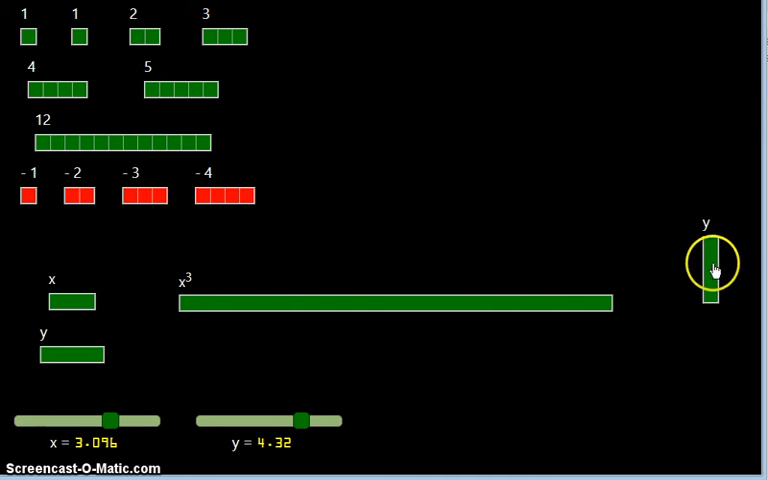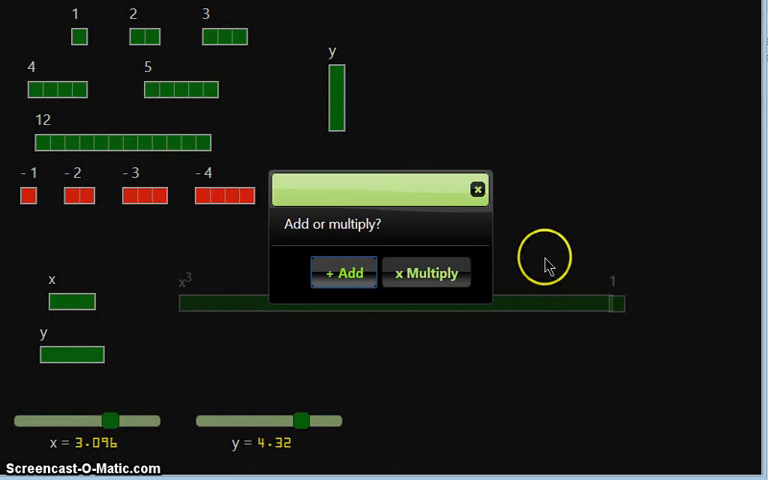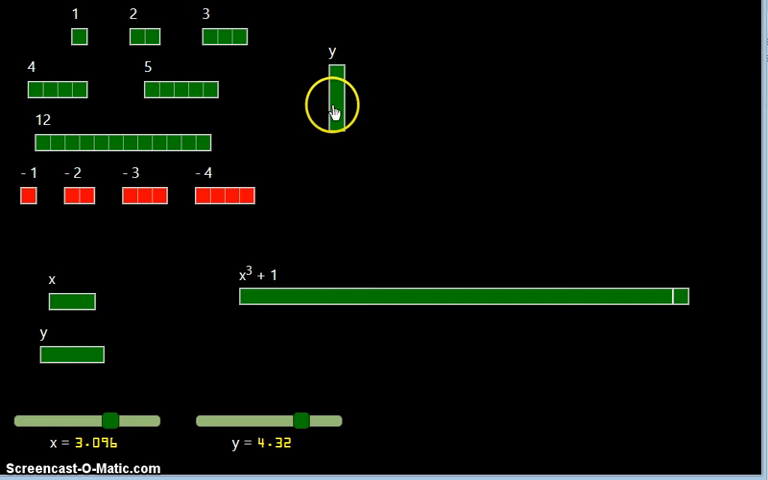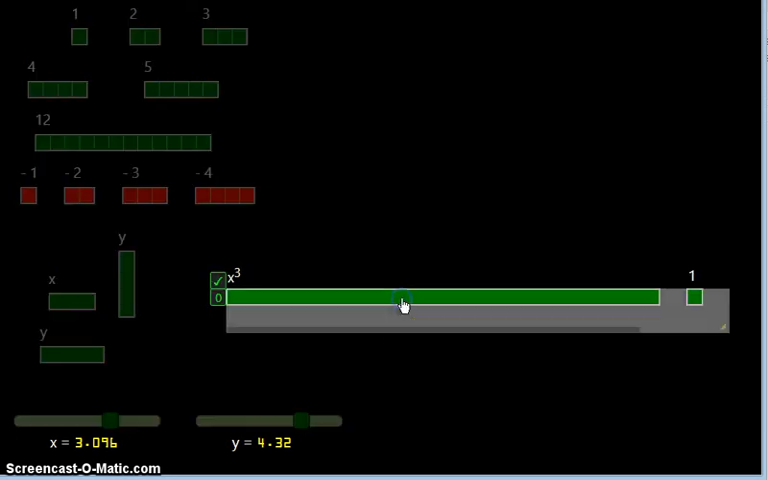What I would like to do now is factor x cubed plus 1. And sometimes when you are dealing with 1, software is not sure whether you want to add or multiply, so it asks you. But here I want to add. And how are we going to factor that thing? I'm going to double click on it. I need to turn it into a rectangle somehow that's not 1 unit wide, because that won't really factor.